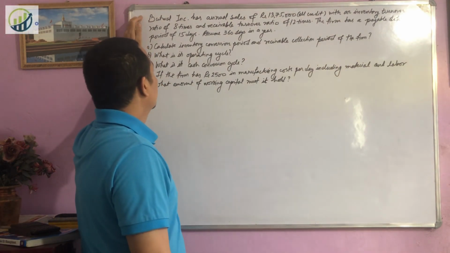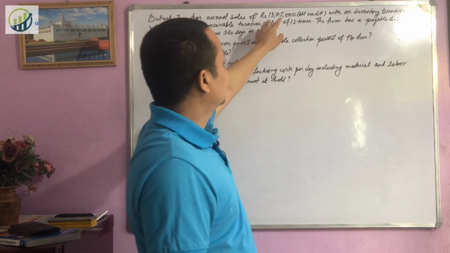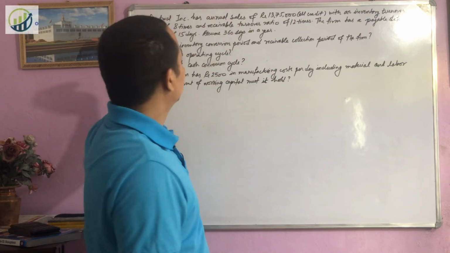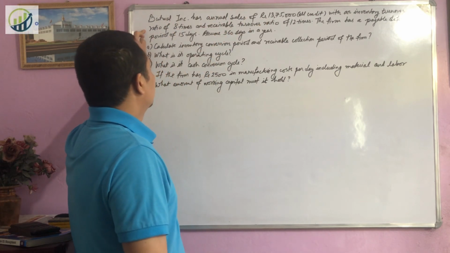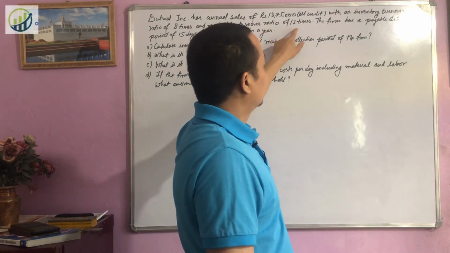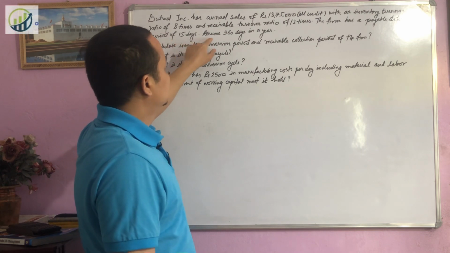So here Button Incorporation has annual sales of rupees 13,75,000, all credit, with an inventory turnover ratio of 8 times and receivable turnover ratio of 12 times. The firm has a payable deferral period of 15 days, assume 360 days in a year.